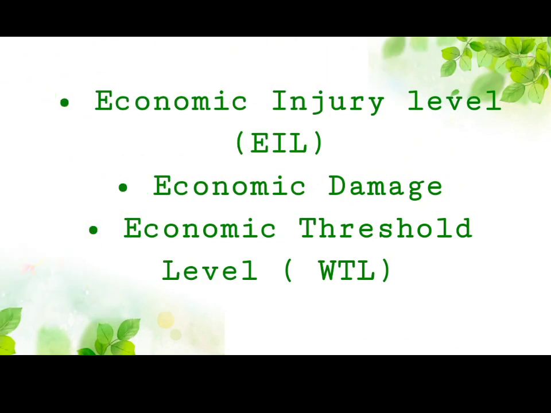Economic injury level or EIL is defined as the lowest number of insect pests that cause economic damage. Economic damage occurs when the value of damage is greater than the cost of controlling the pests. Economic threshold level or ETL, also called action threshold, indicates the number of insect pests or density or intensity that should trigger management activity to prevent reaching the EIL.